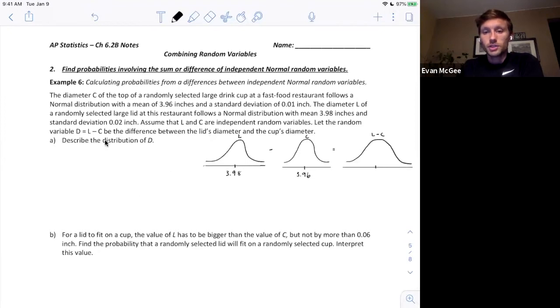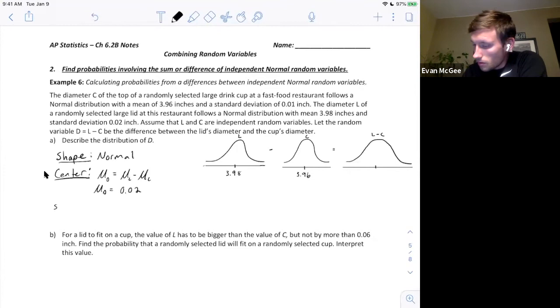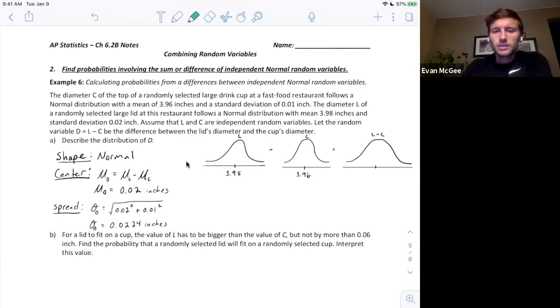So I'm going to write out the information describing this final distribution based on its center, shape, and spread. Like I said before, if we're combining two normal distributions, the resulting distribution will be normal. The center is going to be the difference, like we've seen in previous videos, the mean of the lids minus the mean of the cups, for a center of 0.02 inches. And the standard deviation is going to be their variances added together. Even though we're subtracting, we should remember that we always add variances together. We don't add standard deviations, just variances.